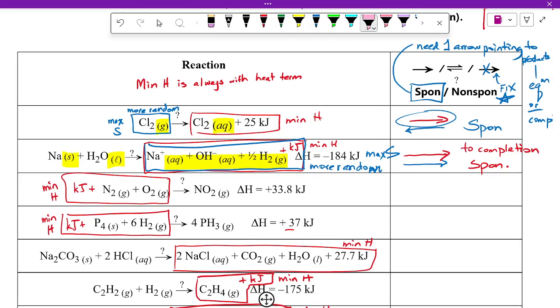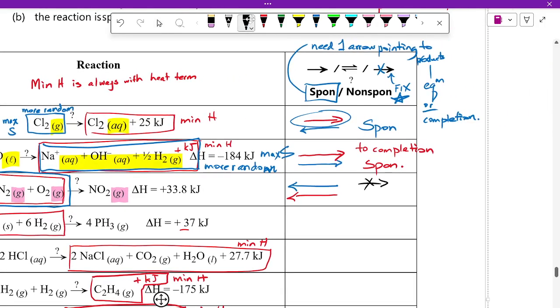In our next one, we've got two gas molecules on the left and only one gas molecule on the right, which means that this side is more random because it's got more gas molecules. So there is our maximum entropy. So both maximum entropy and minimum enthalpy are pointing that way. So this is going to be no-go, and it's going to be non-spontaneous.